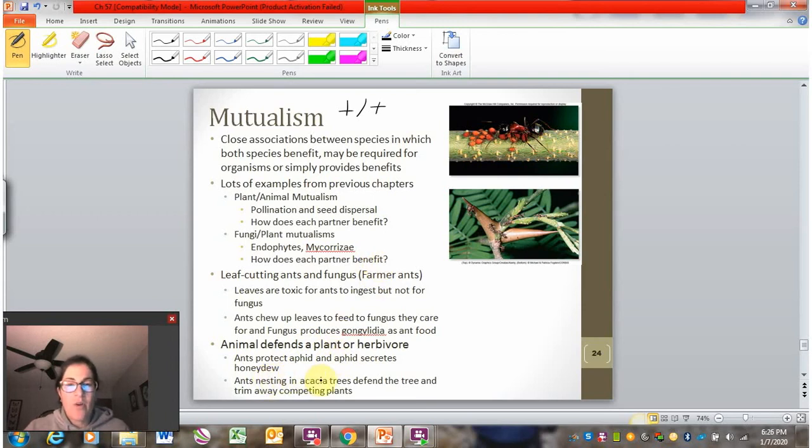Ants also protect acacia trees. So they nest in the acacia tree, and they actually defend the tree by trimming away any plants that grow into the acacia tree's area. So if another plant is growing into the tree's area, they'll go over and chew that off so that it doesn't get in the way of their acacia tree. So here's a shepherd ant shepherding its aphids. And this is the ants growing on the acacia.